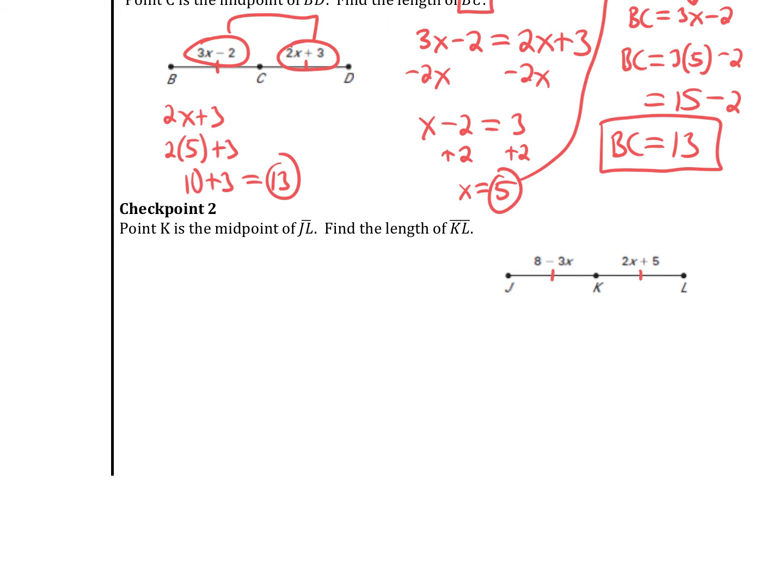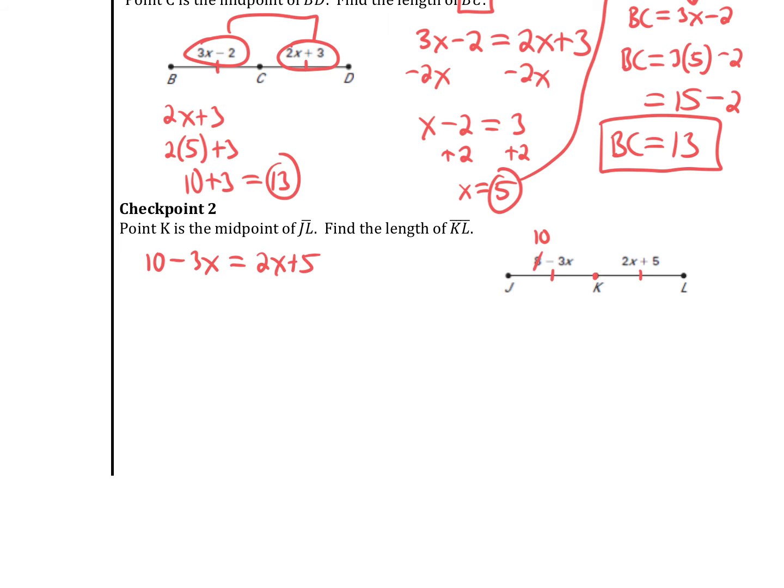So what we're going to do is, actually, you know what? I told you the wrong thing here. We're going to change this to 10. I told you the wrong thing. I'm going to try to fix it on the lesson 2. We're going to change this to 10 to make it a little bit easier to work with, okay? So we have 10 minus 3x equals 2x plus 5. Okay, they're equal because K is the midpoint and these are congruent.